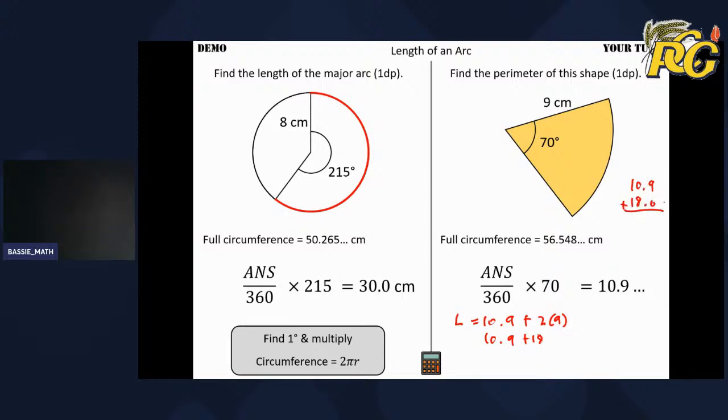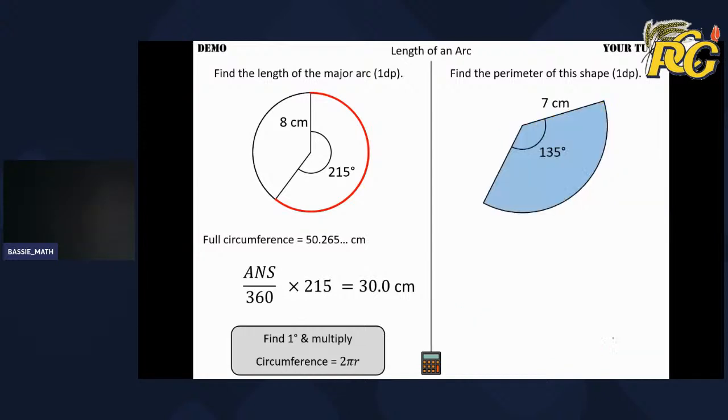If you don't want this to look funny, you put a point zero. Put back the 9 there. 0 plus 9 is 9. 8 plus 0 is 8. And then 1 plus 1 is 2. So the answer here for the perimeter is 28.9. And remember, we don't leave off our units. It should be centimeters.